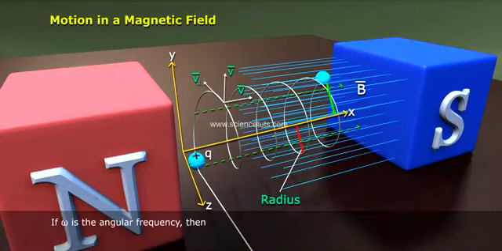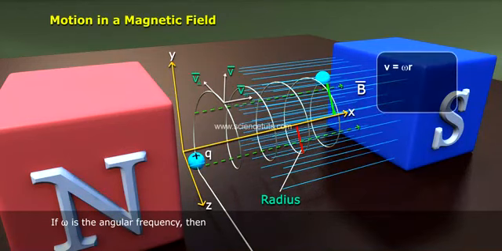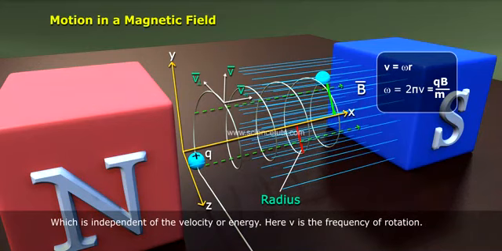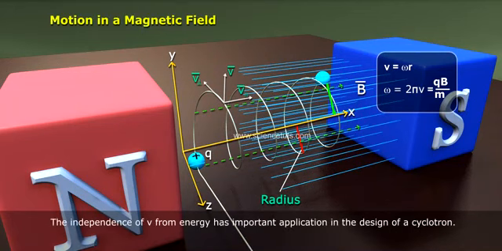If omega is the angular frequency, then v equals omega r. So omega equals 2 pi nu equals qB by m, which is independent of the velocity or energy. Here, nu is the frequency of rotation. The independence of nu from energy has important application in the design of a cyclotron.